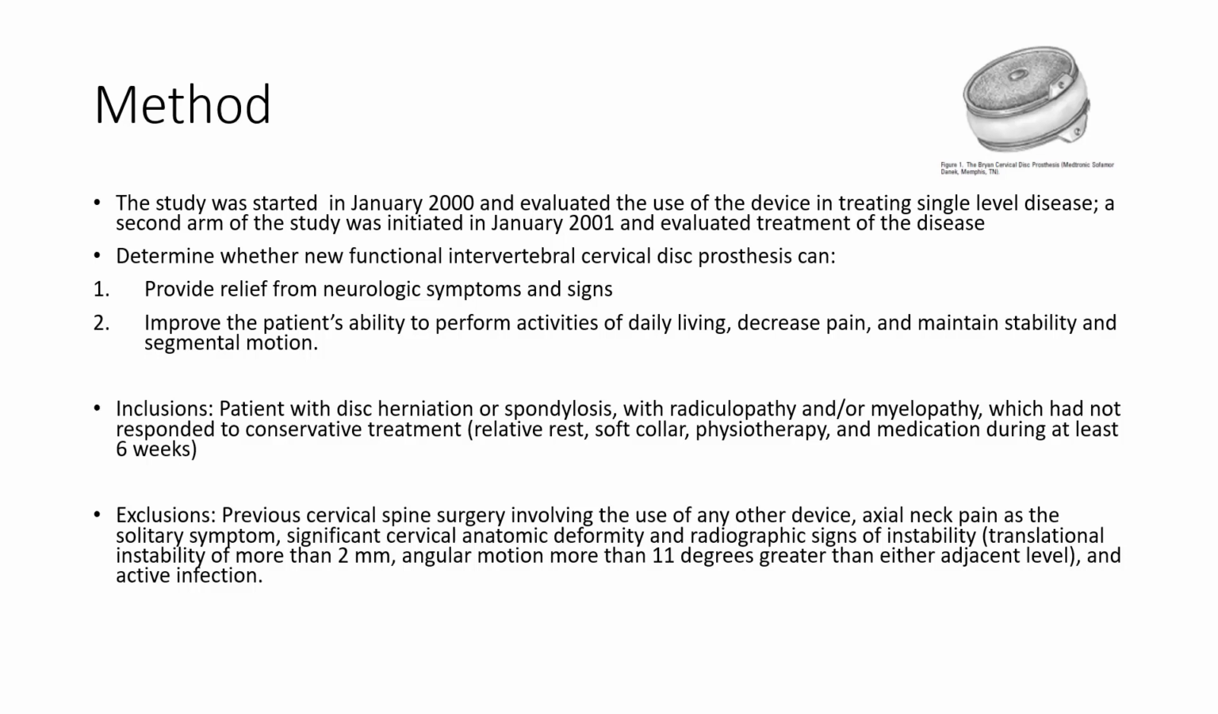Among some of the criteria they have listed there as part of the research, the inclusions include patients with disc herniation or spondylosis with radiculopathy or myelopathy, which had not responded to conservative treatment. And what I mean by conservative treatments include rest, soft collars, physiotherapy, or pharmacological treatments during the last 6 weeks. And among those excluded from the study include those with previous cervical spine surgery involving any other devices, axial neck pain as a solitary symptom, significant cervical anatomic deformity, and radiologic signs of instability, which is basically translation instability of more than 2 millimeters, angular motion more than 11 degrees greater than the adjacent level, as well as active infections.